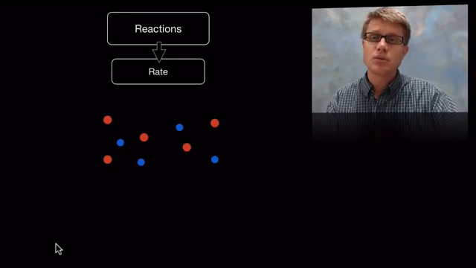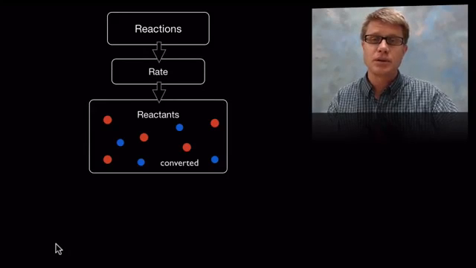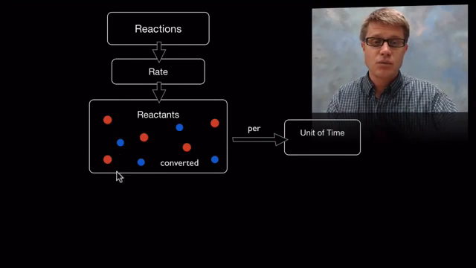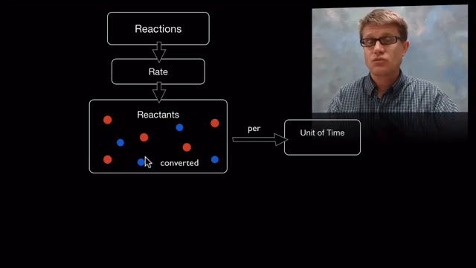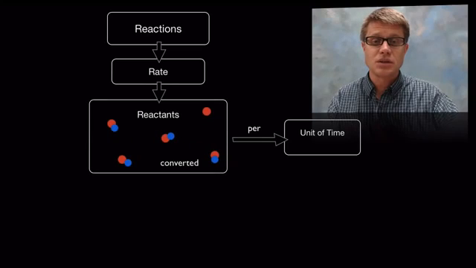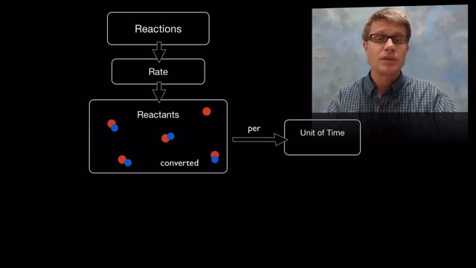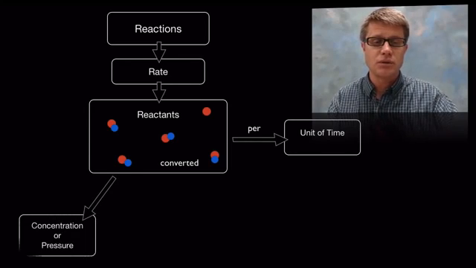And so in a chemical reaction, the rate is simply the number of reactants that are converted to products in a given time. And so let's say the red and the blue represent reactants, and we combine those together to make products. The more quickly that we can do that, the faster our reaction rate is going to be. And there are a number of things that are going to affect that.